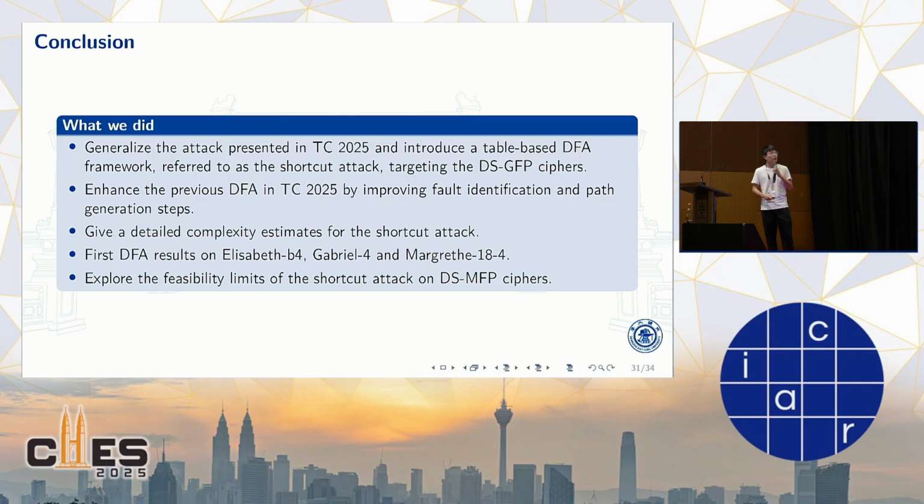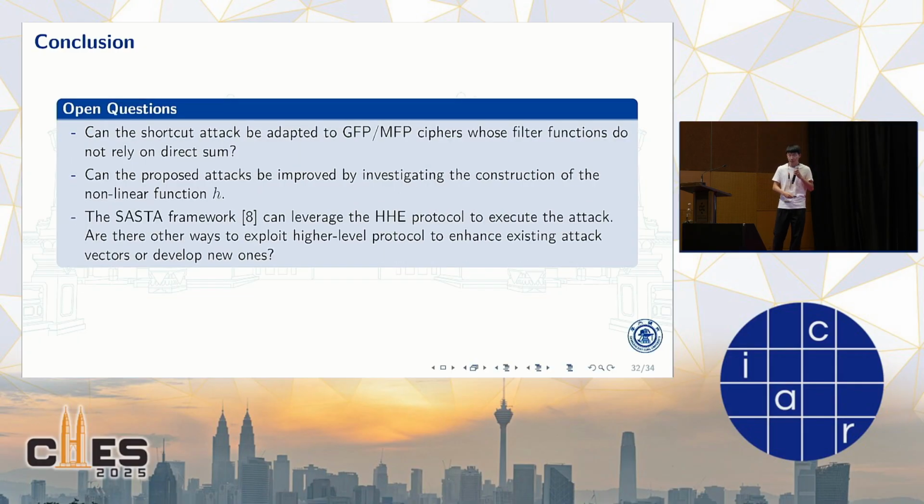What we did in our work, we just generalized the previous attack into a framework called shortcut attack, and we enhanced the previous DFA by improving the identification step and the path generalization paths. Moreover, we give a detailed complexity estimate for the framework and give the first DFA results on Elizabeth 4, Gabriel 4, and Margaret 84. Finally, we also try to explore the feasibility limit of the shortcut attack on the general MFP ciphers. Finally, I want to give some open questions here.